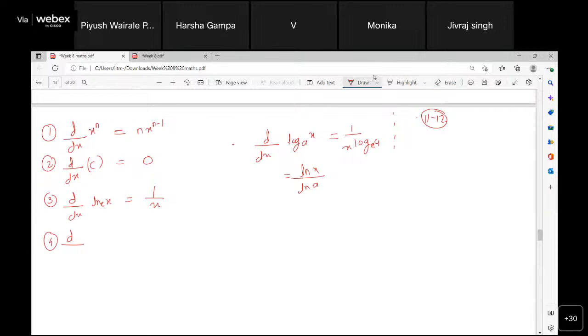Okay, let us discuss this first. Now what are the standard derivatives again? Derivative of sin x and cos x you all know, right? Derivative of sin x is cos x. Derivative of cos x is minus sin x. Derivative of tan x is sec square x. Derivative of cot x is minus cosec square x.